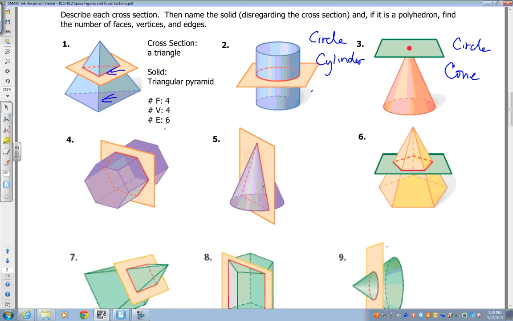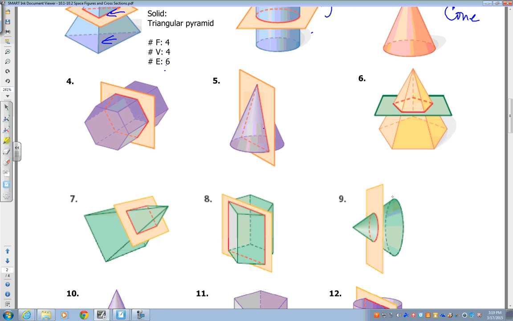All right, let's look at number 4. Now we have a vertical cross-section. If I cut straight down, what would the cross-section look like? Yeah, hexagon. What's the name of this three-dimensional shape? A hexagonal prism? Yep, hexagonal prism. How many faces does a hexagonal prism have? 8 plus 2, 10 faces? I mean, yeah, 6 plus 2, there we go.